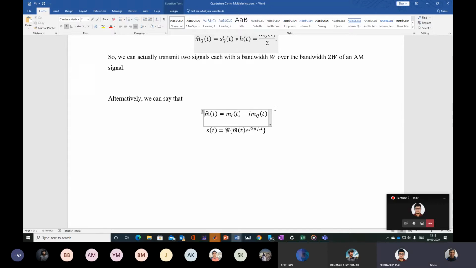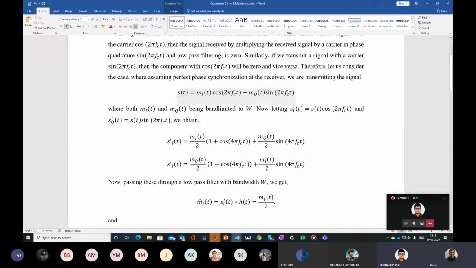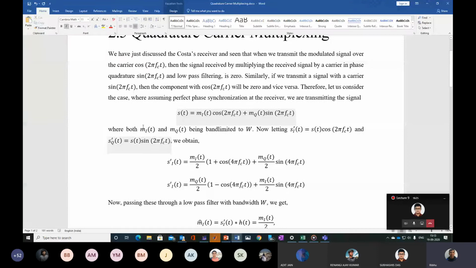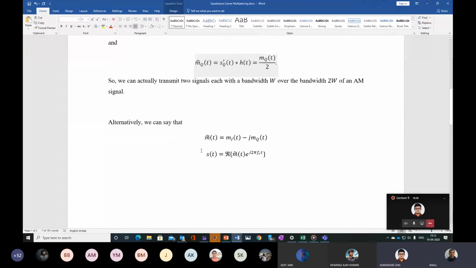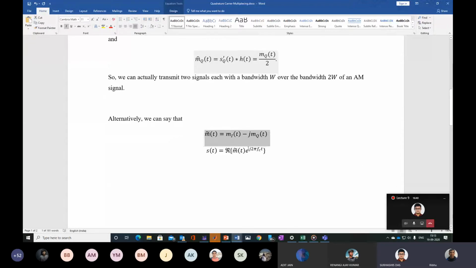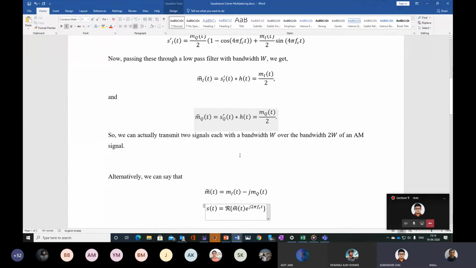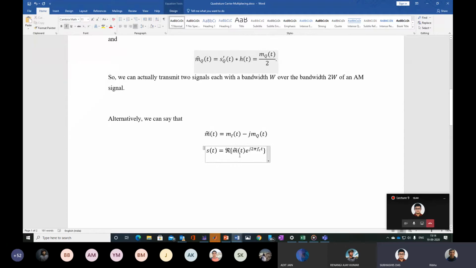Sir, what is M exactly out here? Because I didn't get it. I have MI(t) and MQ(t), two real valued band limited signals, band limited to W. And I define M tilde(t) like this. Are these two different signals? Yes, these are two different signals. And what modulation are we using?